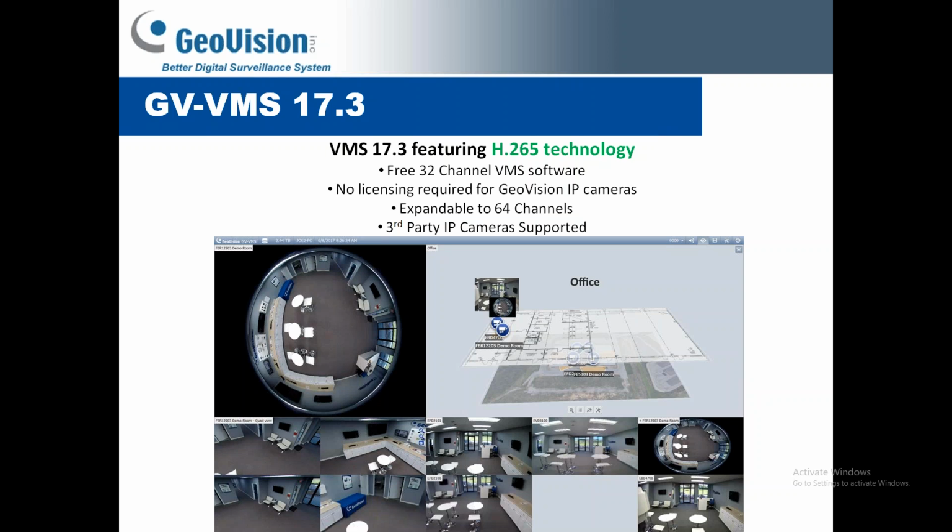Another thing that can be done is this can expand up to a 64-channel software with the VMS Pro dongle. So again, you buy that as a one-time cost, and you're able to go up to 64 cameras all onto one machine.